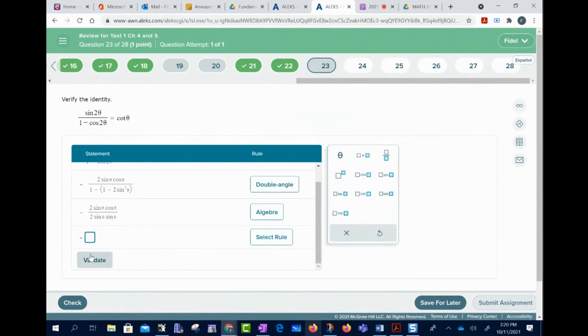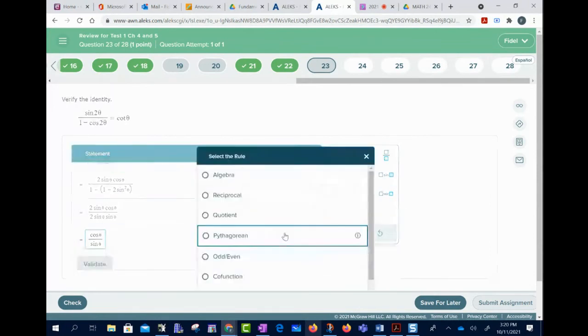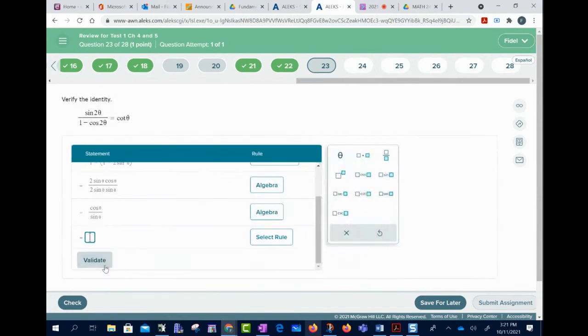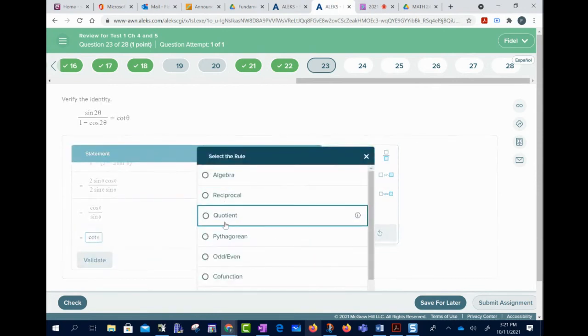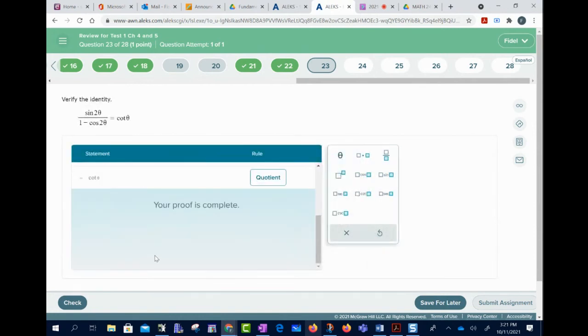Validate it. Okay. And then now I'm going to cancel my 2's and cancel my sines. So I'm going to write cosine theta over sine theta. Isn't this still algebra? Because all we're doing is canceling stuff out. There we go. Validate it. Okay. And then cosine over sine is cotangent of theta, and that is the quotient rule. We're going to validate it, and we got it.